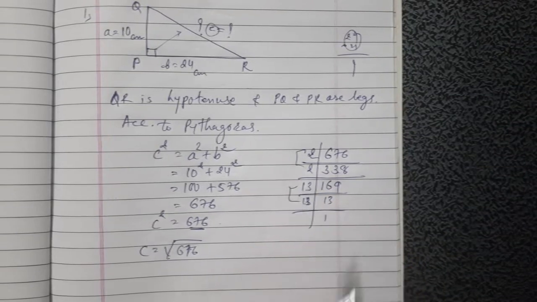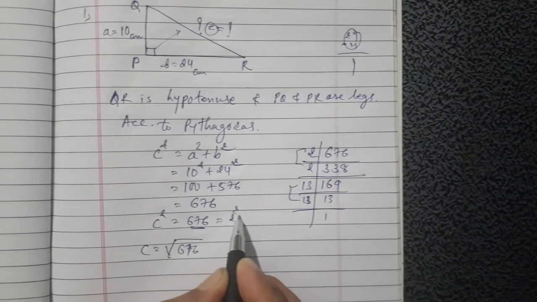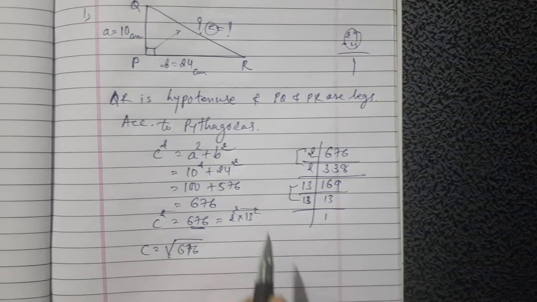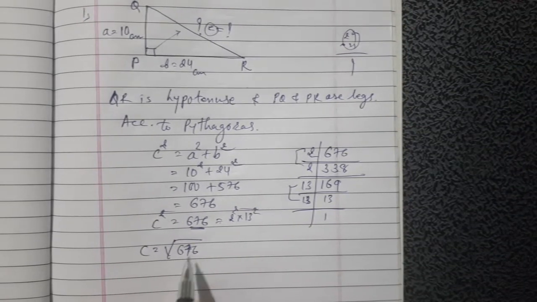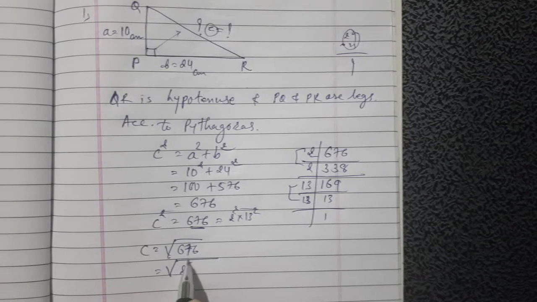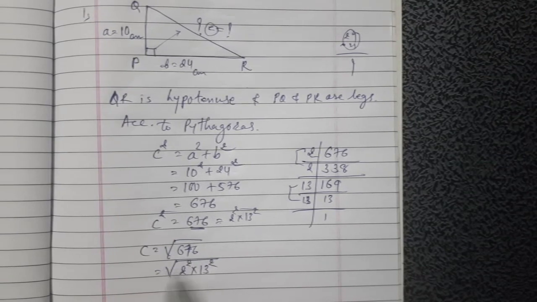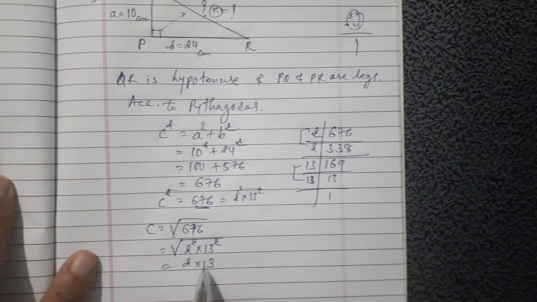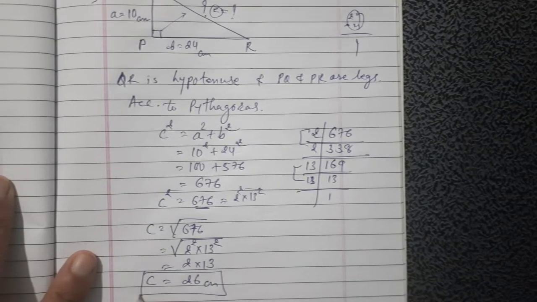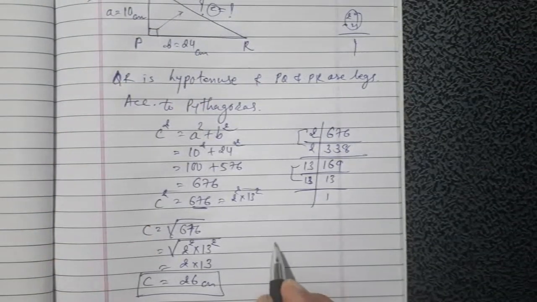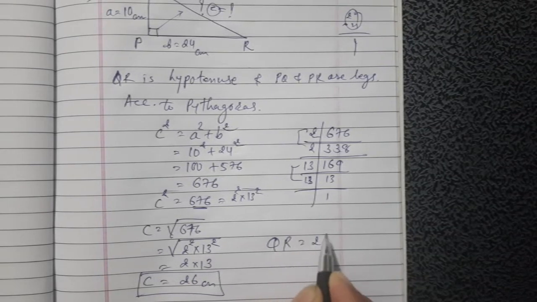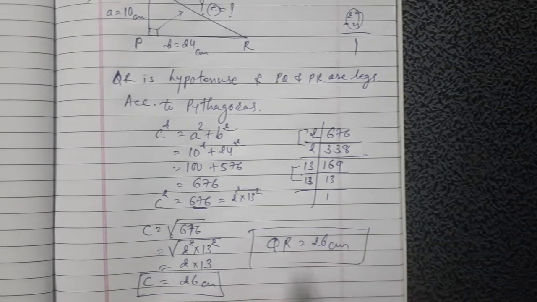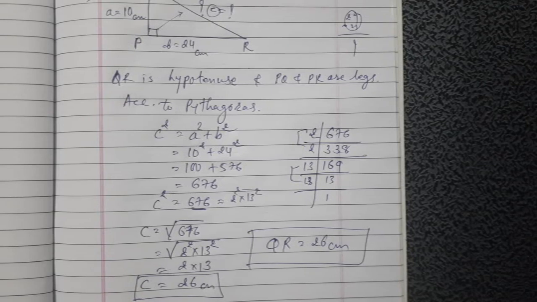So in square form, you just write down 2 square and 13 square. Then C equal to the square root of 2 square and 13 square. Now remove the square and square root, that is 2 into 13 equal to 26, means C equal to 26 centimeter. C means hypotenuse, that is QR. So our answer is QR equal to 26 centimeter. That's your answer.